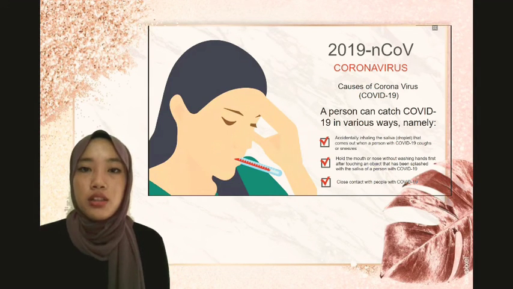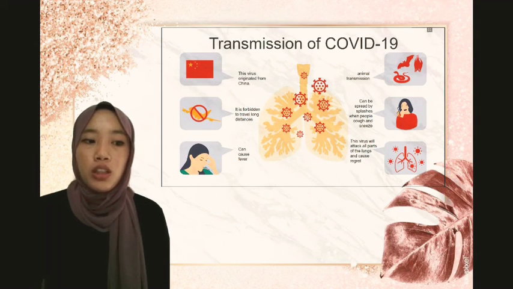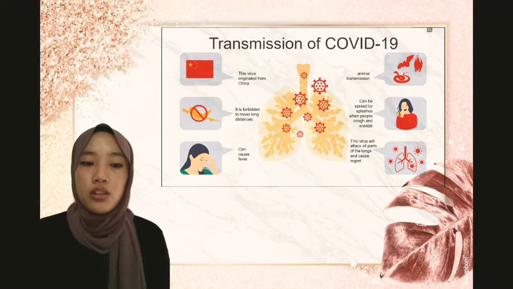Causes. Number 1. A person can accidentally inhale the droplets that come out when a person with COVID-19 coughs or sneezes. Number 2. Touching the mouth or nose without washing hands first after touching an object that has been exposed to the virus. Number 3. Close contact with a person with the severe version of COVID-19. Transmission of COVID-19.